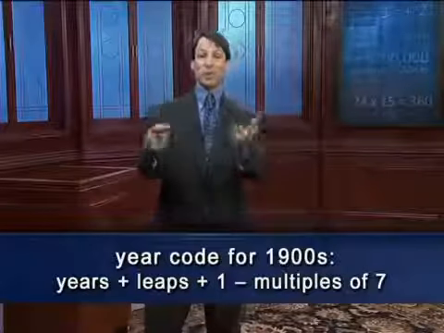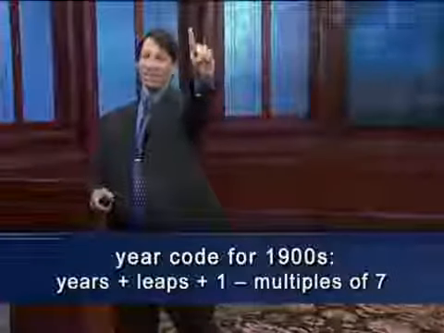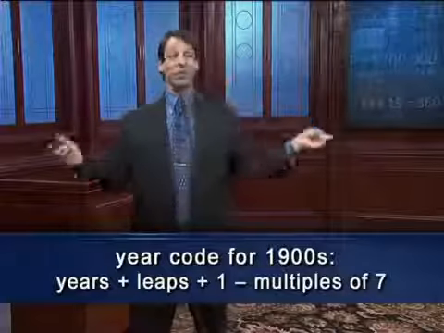Okay, we've got the future covered. Now what about days in the past? How about dates in the 1900s? As it turns out, January 1st, 1900 was a Monday. So 1900 will have a year code of 1. So everything in the 1900s gets shifted by 1. So for dates in the 1900s, the year code is given by the formula years plus leaps plus 1 minus multiples of 7. That's the only change.